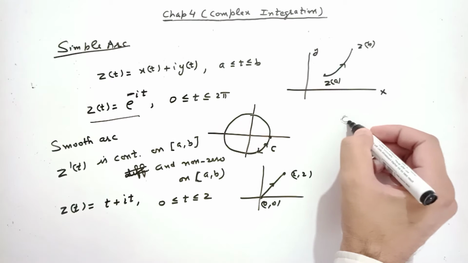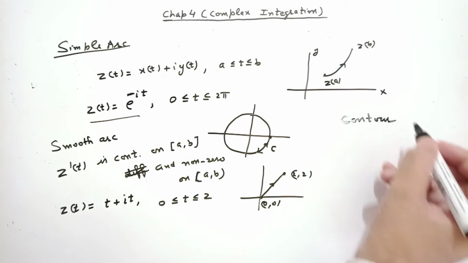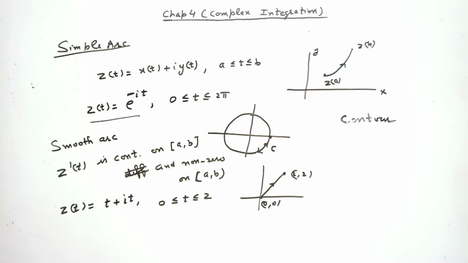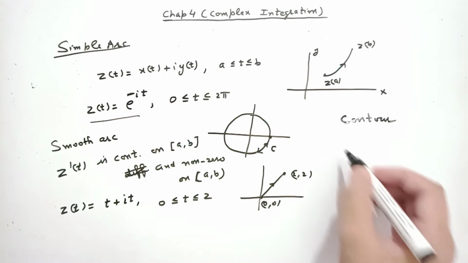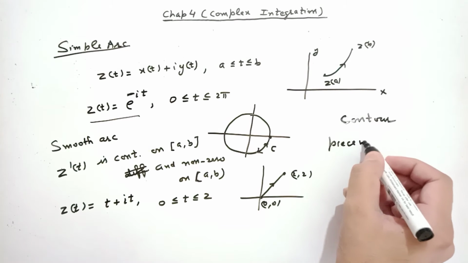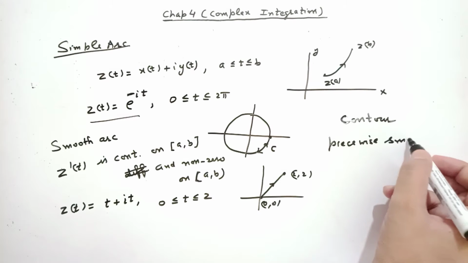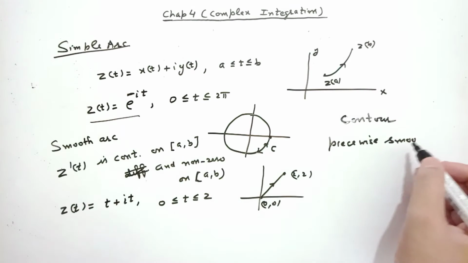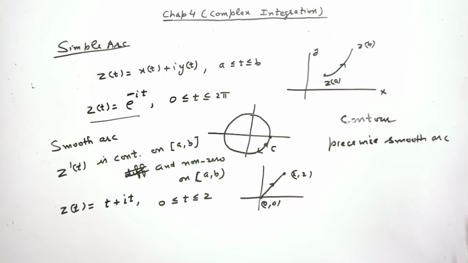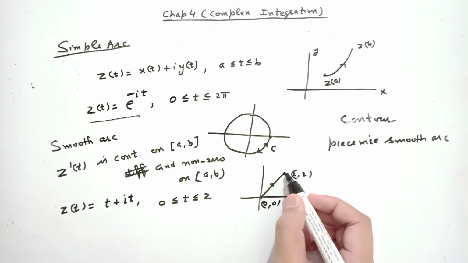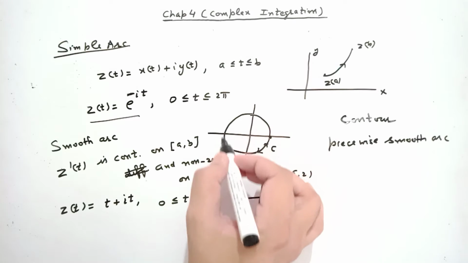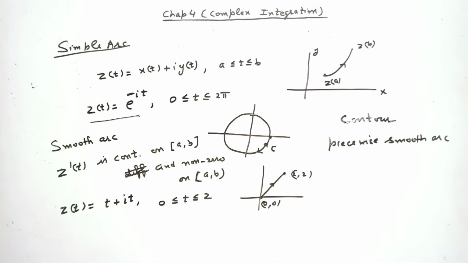Next, a very important definition term, that is contour. What is a contour? A contour is a piecewise smooth arc. I'm writing here piecewise smooth arc. Smooth arc I've already explained. Piecewise smooth arc means a contour is an arc consisting of a finite number of smooth arcs joined end to end. If it is a single smooth arc, it is a contour. It is also a single smooth arc, contour.